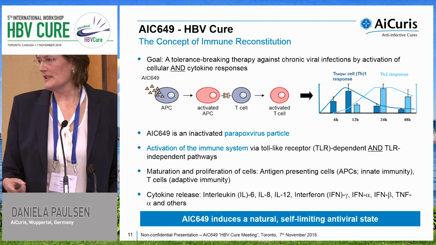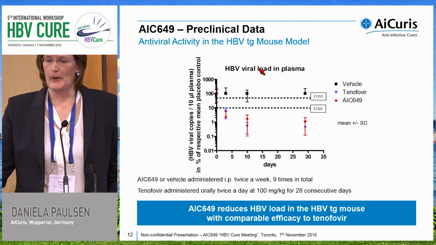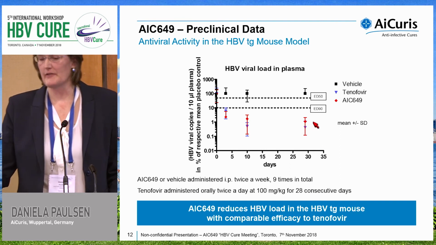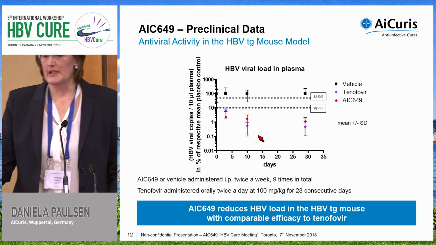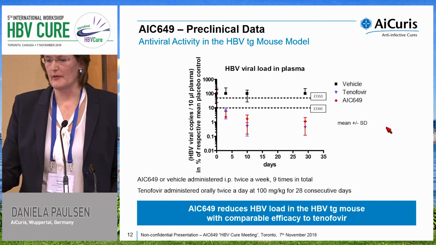Why do I tell you all of that? So it's nice, but we also tried, of course, that against HBV. So we used the HBV transgenic mouse model. So this is viral load. If you use the placebo, you see that over time there's no change. If you use tenofovir, you have about 2.5 to 3 log difference. Tenofovir in this case was given twice daily, and we use 649 for treatment twice a week. And you see that the effect is comparable to tenofovir.